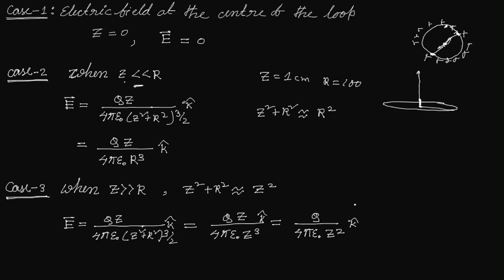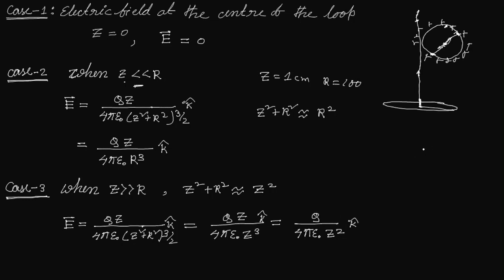Okay. So when you go to a large distance along the axis, when z is much greater than r, at that time you can see this charge distribution will be like a point charge, and that is really true. You can experience these things by yourself.